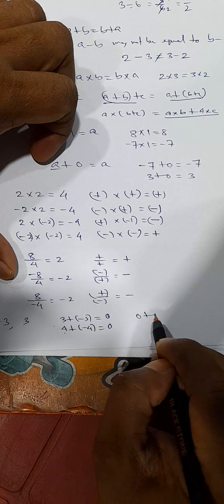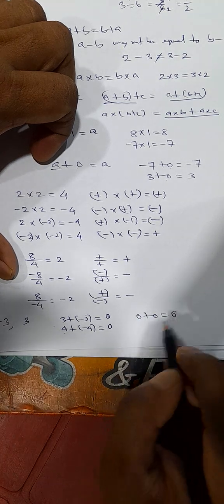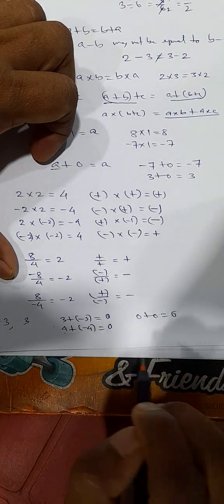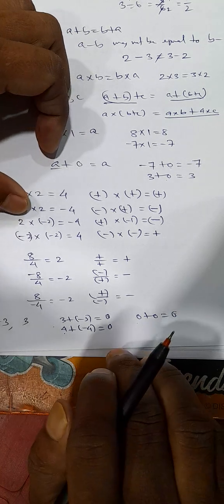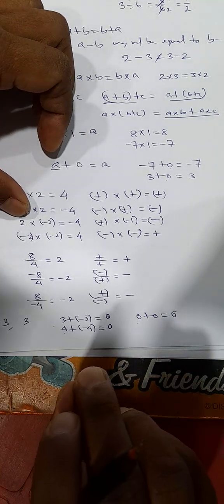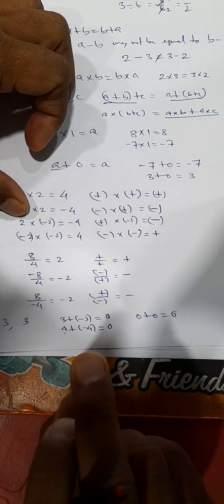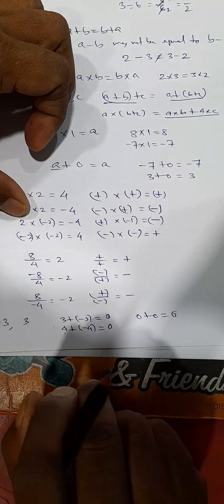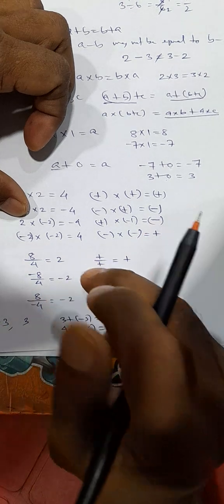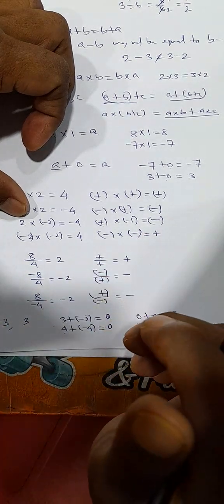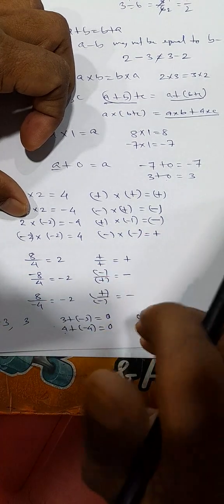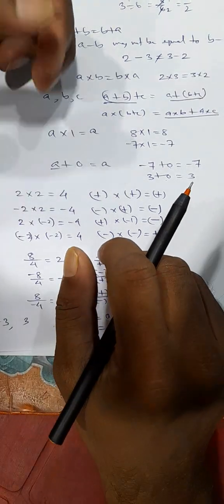Now 0 plus 0 equal to 0. That means 0 is the additive inverse of itself. So for every integer a, there exists another integer minus a, so that their sum is equal to 0. This means every integer has an additive inverse and 0 is the additive inverse of itself.